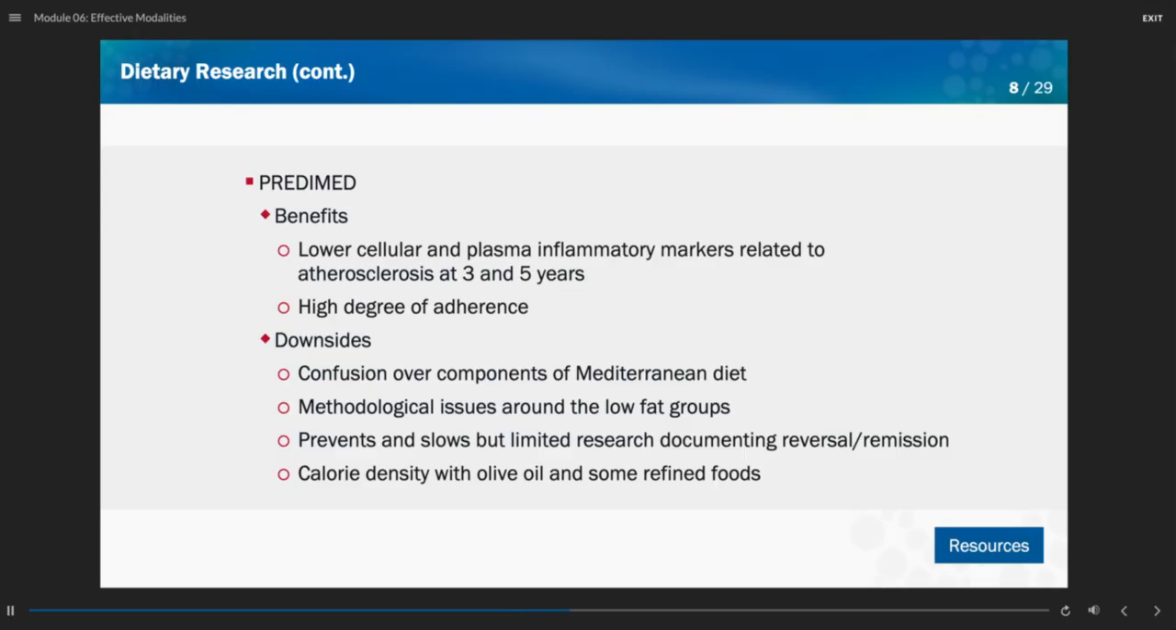So I think there's some general confusion because of our Western interpretation of the Mediterranean diet. There are also some methodological issues around the low-fat groups. We won't go into any more detail, but just for your information, it's worth going back and reading some of the commentary articles. Also, we see from the PREDIMED research on the Mediterranean diet that it prevents and slows diabetes, but there's limited research documenting reversal or remission. And finally, the calorie density of some of the foods like olive oil and some of the potential refined foods like pasta can be problematic, especially in people that are trying to lose weight.